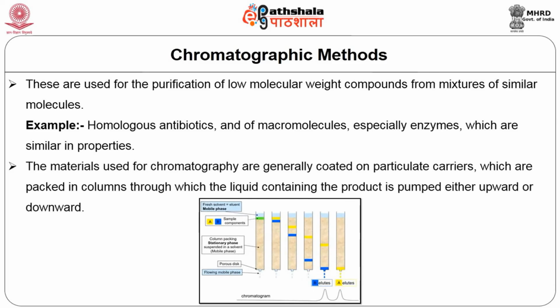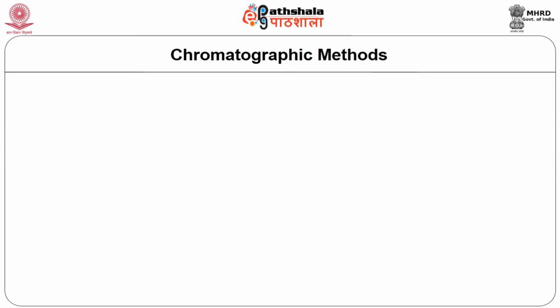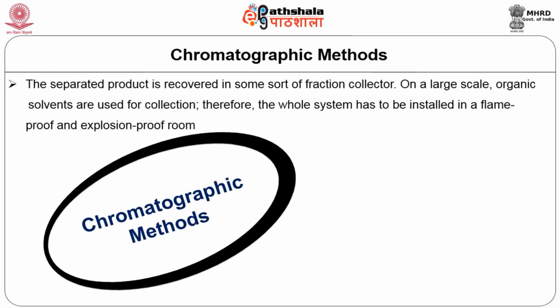The materials used for chromatography are generally coated on particulate carriers which are packed in columns through which the liquid containing the product is pumped either upward or downward. The separated product is recovered in some sort of fraction collector. On a large scale, organic solvents are used for collection. Therefore, the whole system has to be installed in a flame-proof and explosion-proof room.